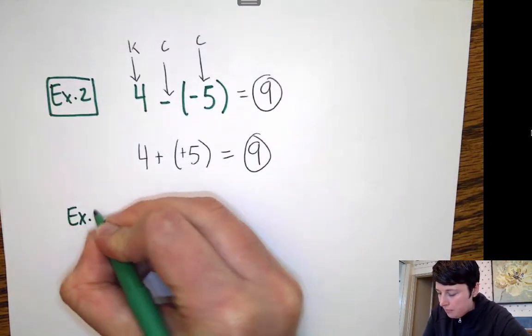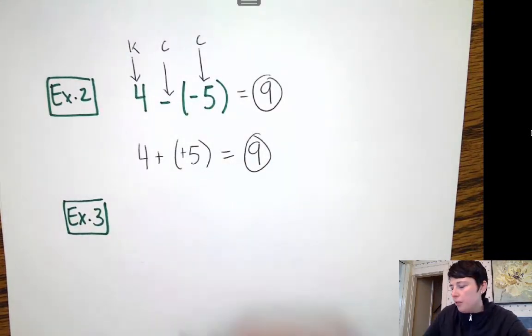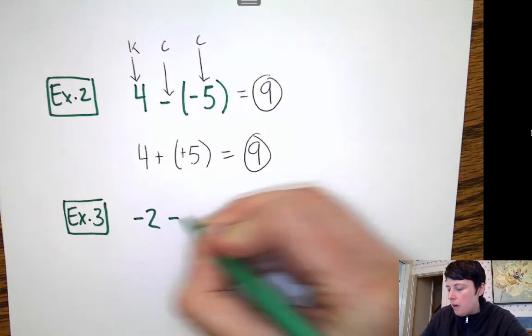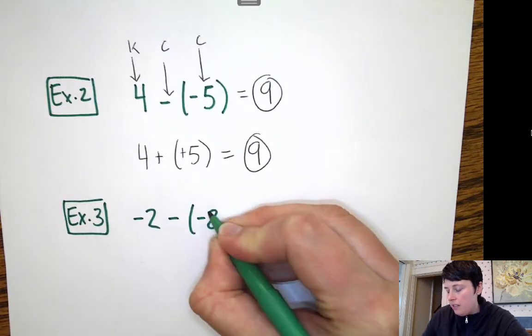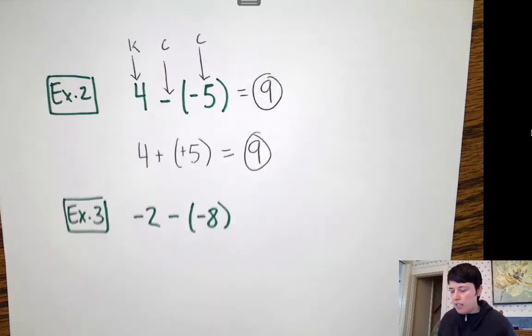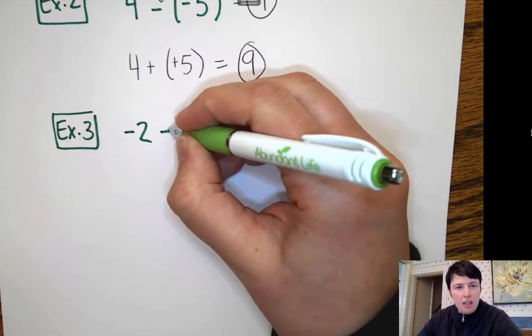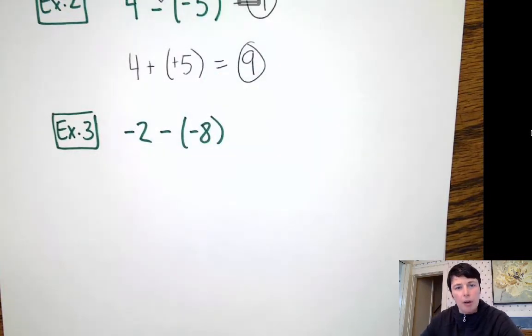Example 3. This time we're going to do -2 take away -8. That was a crazy looking problem. We got subtraction signs all over the place and negatives and whatnot. So -2 take away -8. Well, subtracting, taking away something tells me it's a KCC problem.